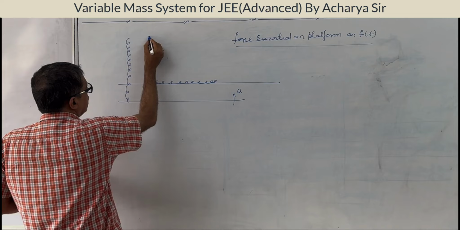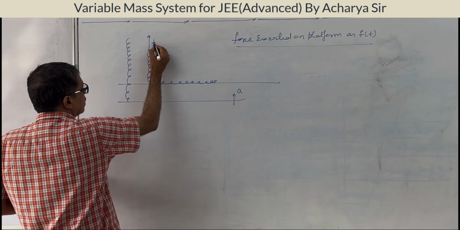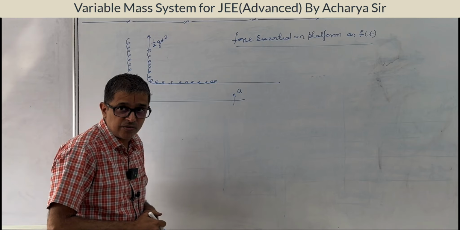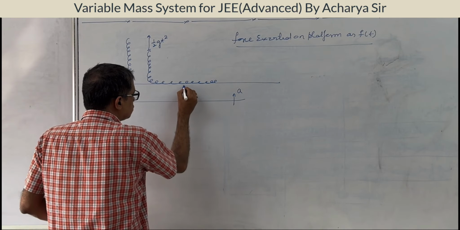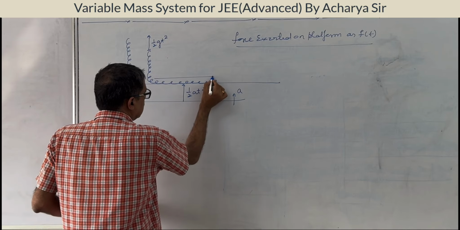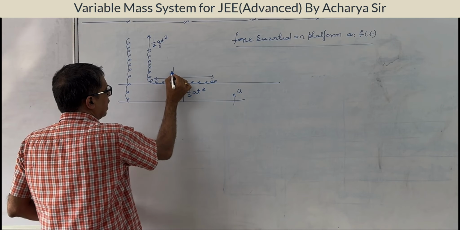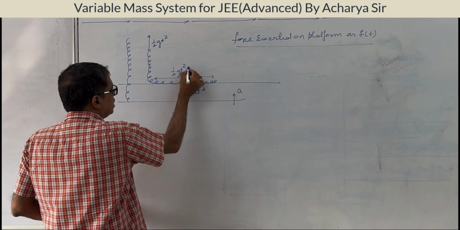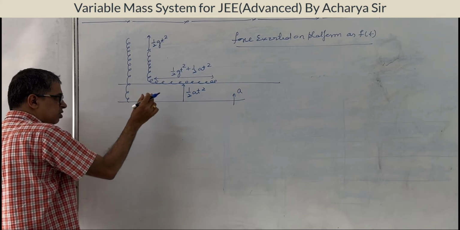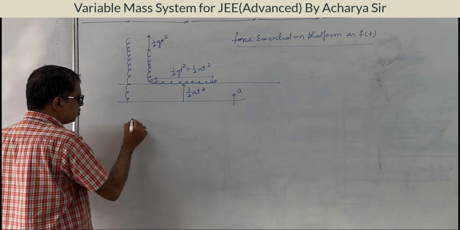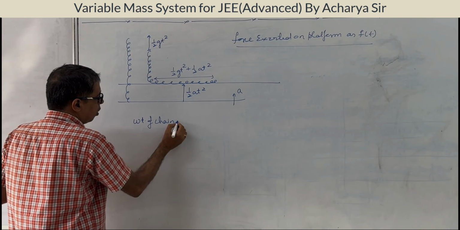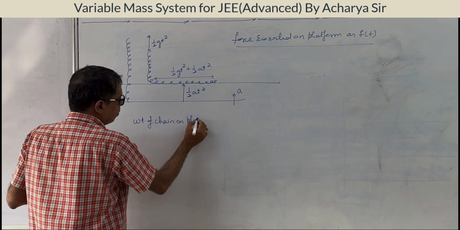Now, firstly, what is this length? Half gt square. You are now taking it as a function of time. What is this length? Half at square. So what is the length of the chain on the platform? Half gt square plus half at square. The first part of the problem is the weight of the chain on the platform.